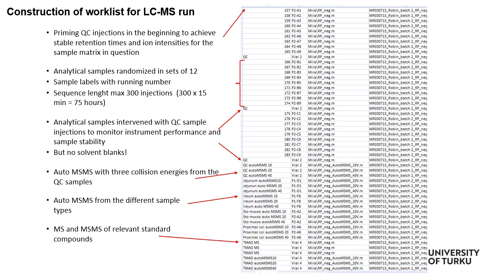And typically, the rule of thumb, at least in our lab, has been around 300 injections, and that is more or less the maximum, 75 hours. But after that, the instrument needs some maintenance and cleanup. Otherwise, the signal is no longer reliable. And typically here the QC samples are included after something like 10 to 12 analytical samples.